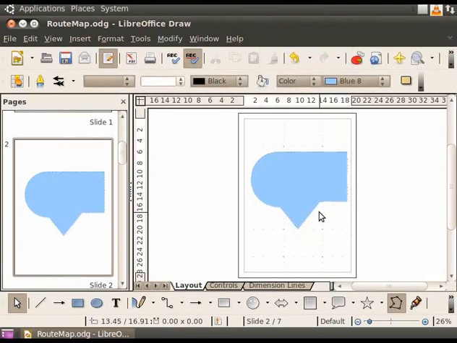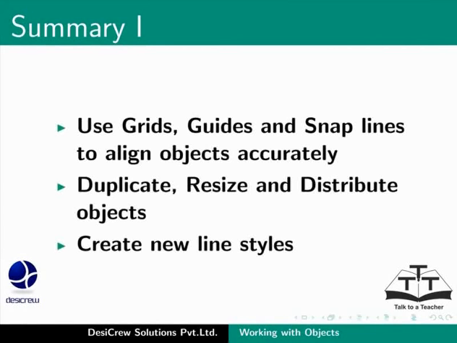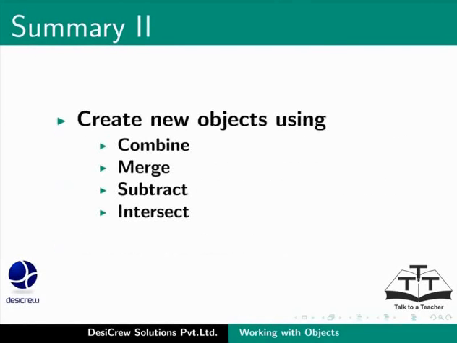Remember, the more you experiment with these functions, the more you will learn. This brings us to the end of the tutorial. In this tutorial, you have learned how to use grids, guides and snap lines to align objects accurately. You have also learned to duplicate, resize objects and distribute objects. We also created new line styles and learned how to form new objects using combine, merge, subtract, intersect.